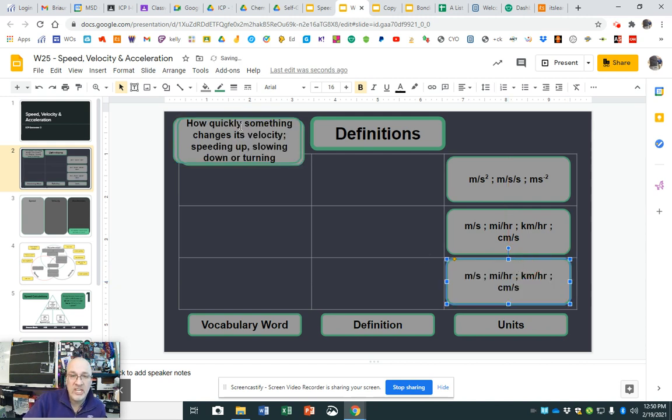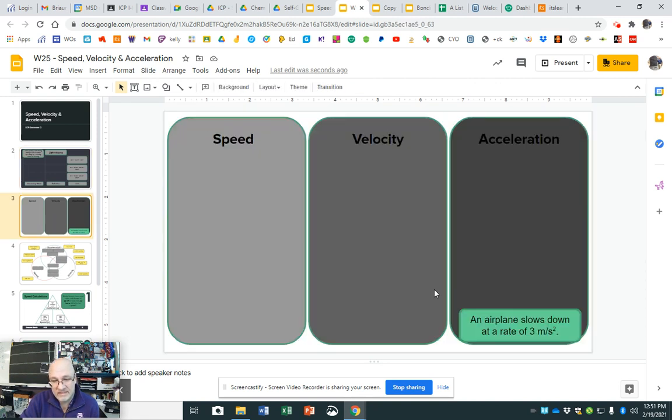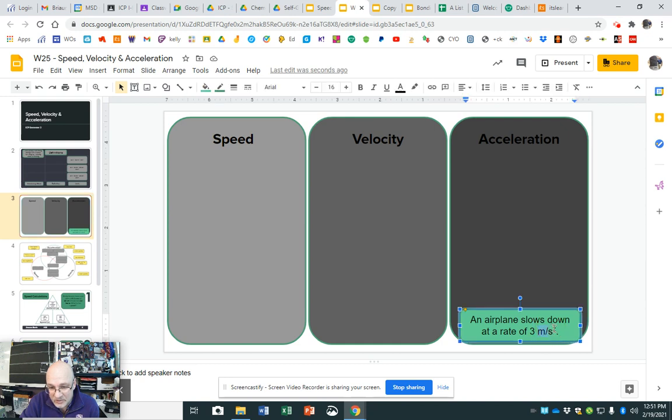Acceleration is how quickly something changes its velocity. The definition of acceleration is a change in velocity over time. Only one of these sets of units is acceleration, and I need you to match them up. Meters per second squared, that is an acceleration. How do you know that? Because you have a notebook page that tells you it's acceleration.